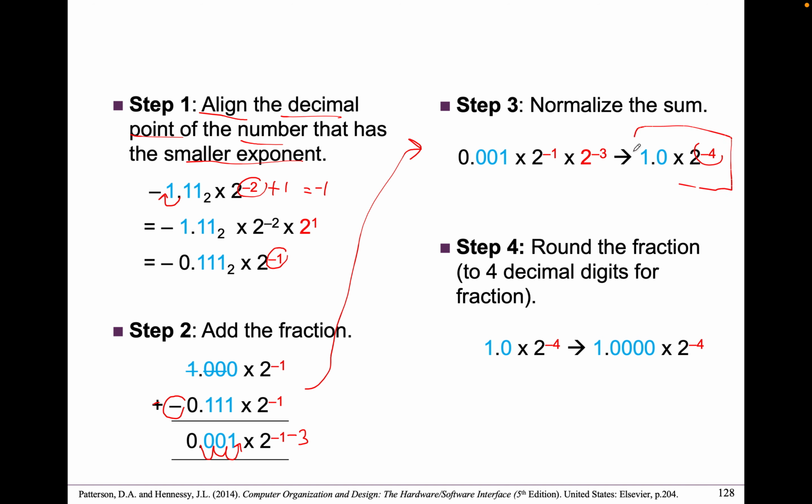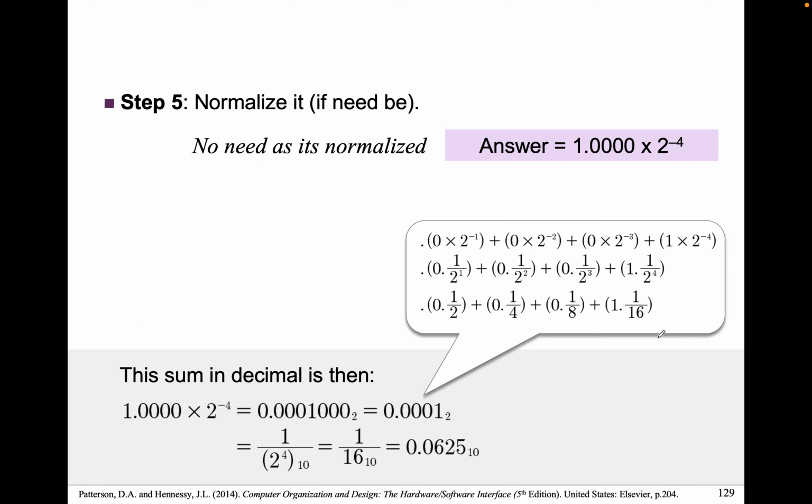This is normalized already. And from here, you need to round off to a 4 decimal digit fraction. Going to add 0.0000 until 4 times. Then that is your final answer. Is it normalized or not? Yes, it is normalized.